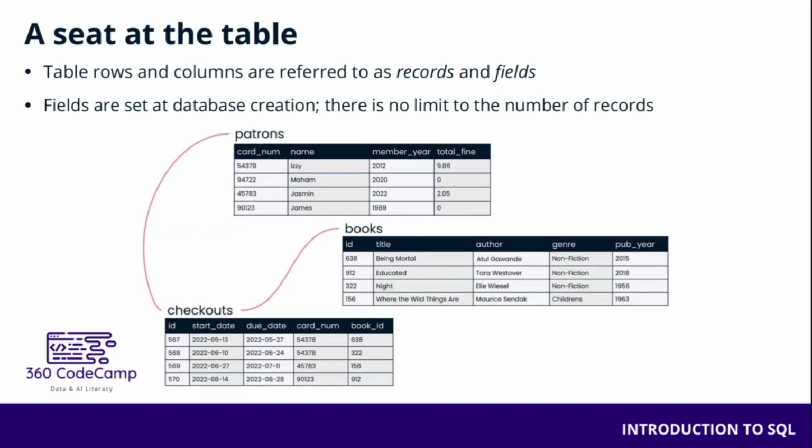Tables are organized into rows and columns, but in the database world, rows are called records and columns are known as fields. Here is the deal. A table's fields or columns are set when the database is created, but there is no limit to how many records or rows you can add. This makes tables incredibly flexible for storing growing data sets.